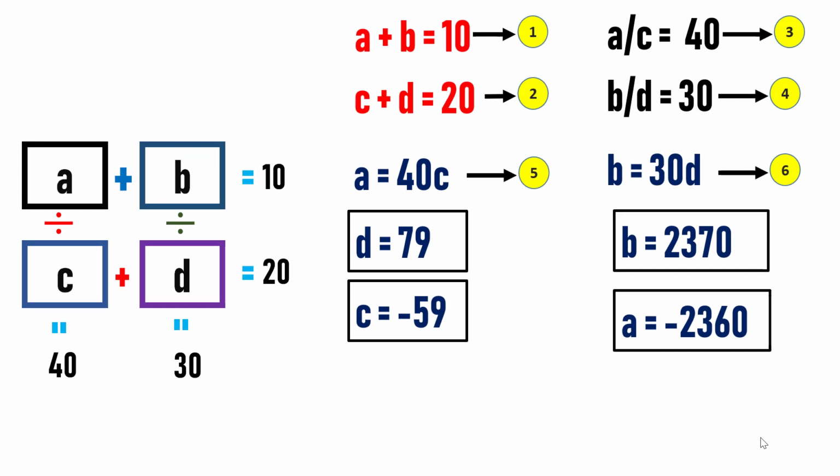Now we have all the values. D equals 79, B equals 2370, C equals minus 59 and A equals minus 2360. By following these simple steps, we can solve the problem in minimum time.